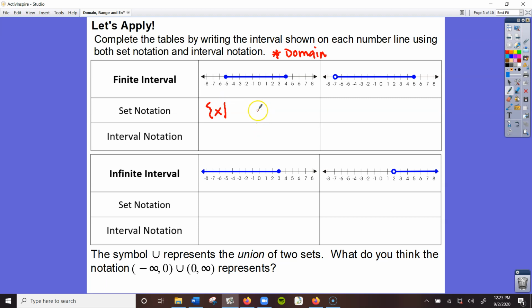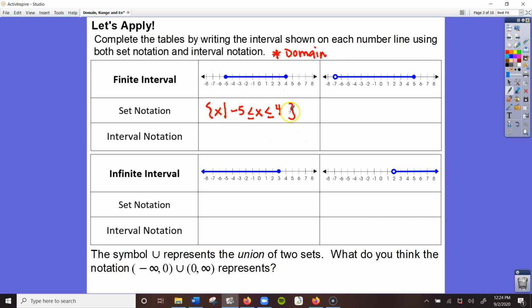Now I always set this up the same. I put my variable in the middle, less than, and close. I'm going to look at my line segment, and I see that it starts at -5 and it ends at +4. Additionally, these are solid circles. That means that those numbers are included. So I would put the line underneath my inequalities, and that is set notation.